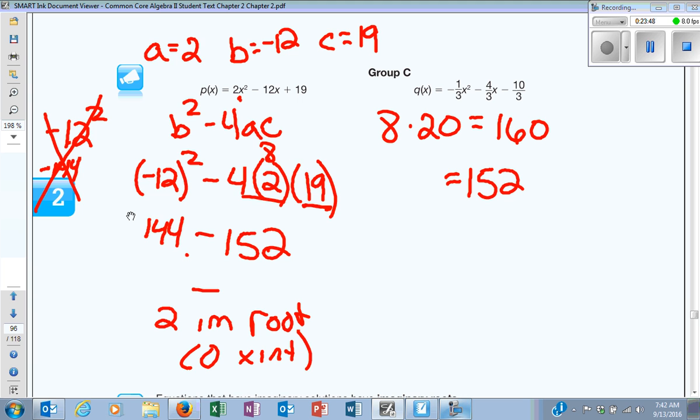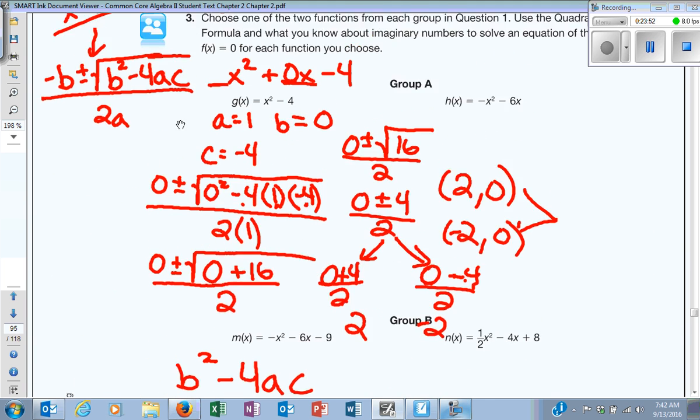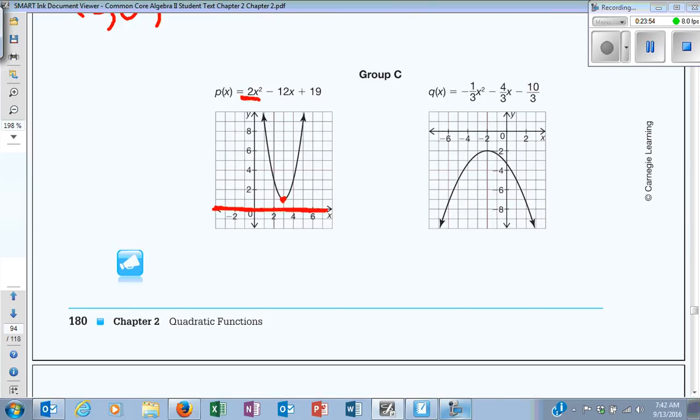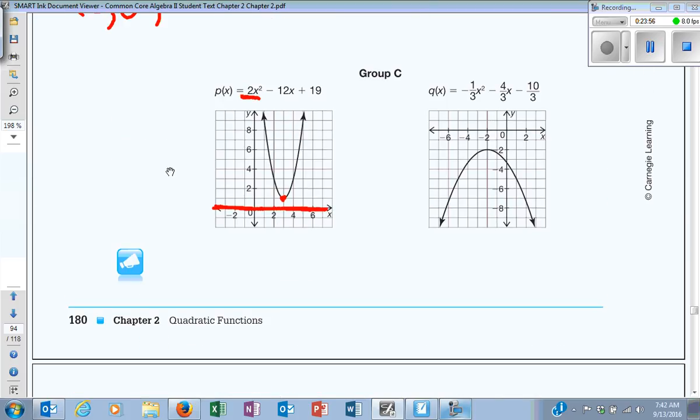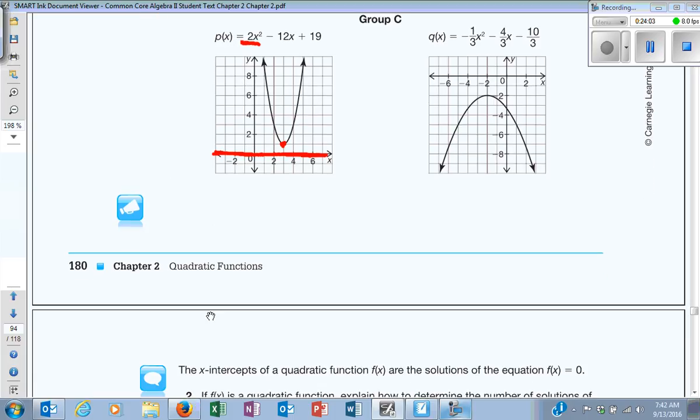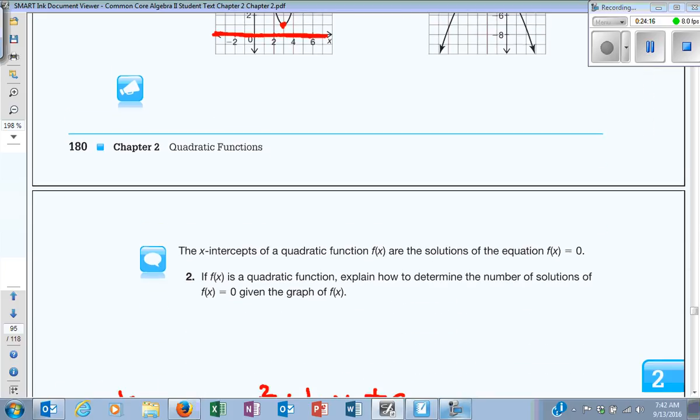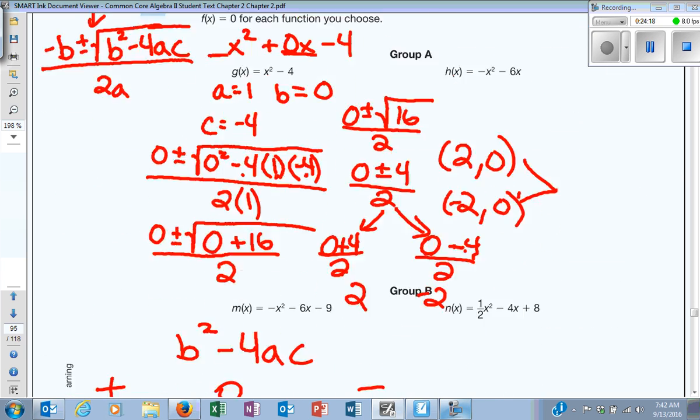If I go back and I look, this was group C, the first one. Go back up to group C and look at the first one. How many X-intercepts did it have? 0. Does that match up with what I just found out? Because my 2 roots should be imaginary, because underneath my square root, I'm going to have a negative. And we just learned in the last 2 sections that if you have a negative under a square root, it's an imaginary number. Yes?